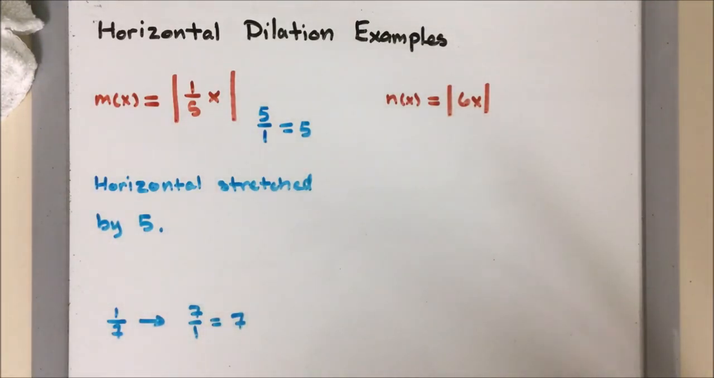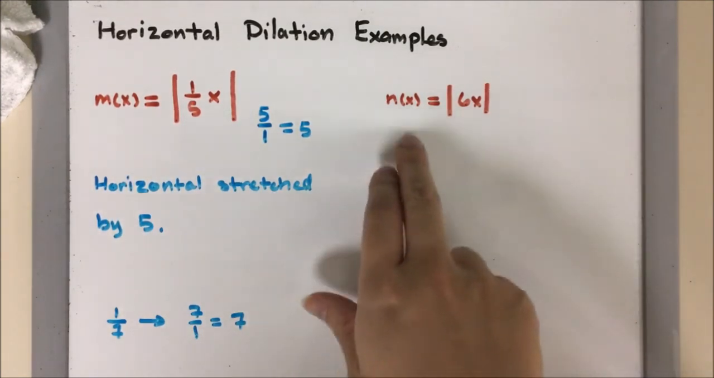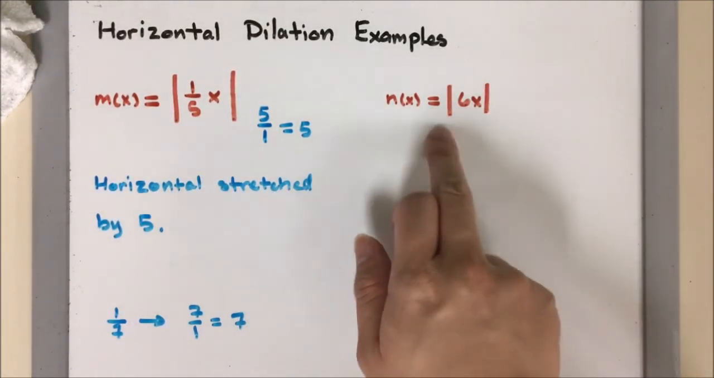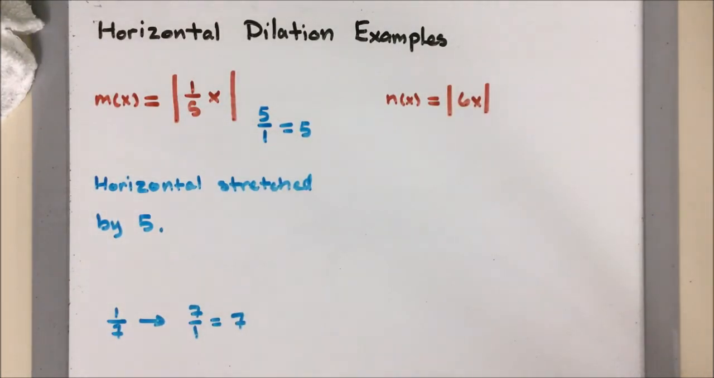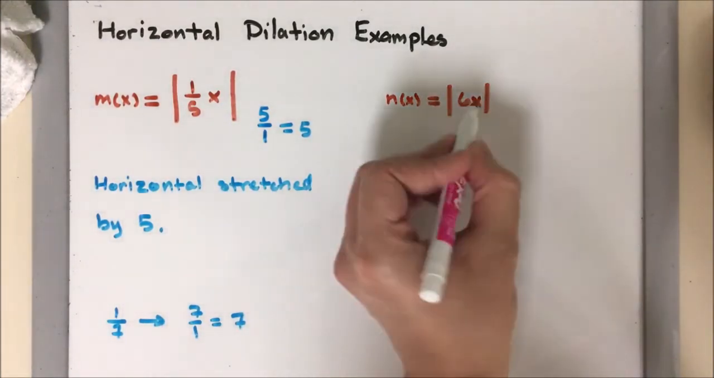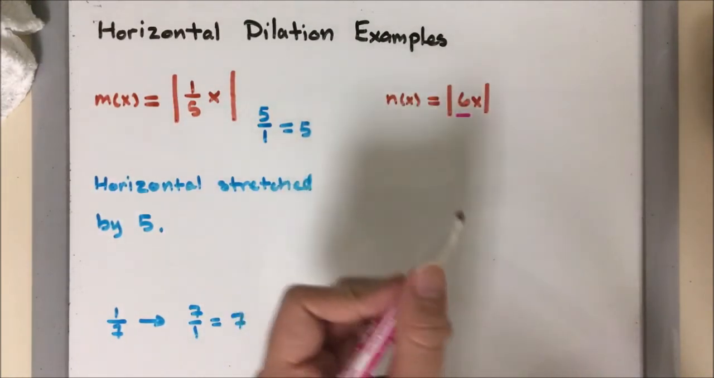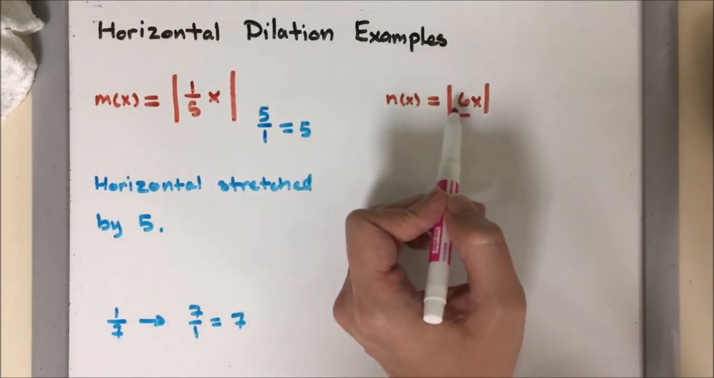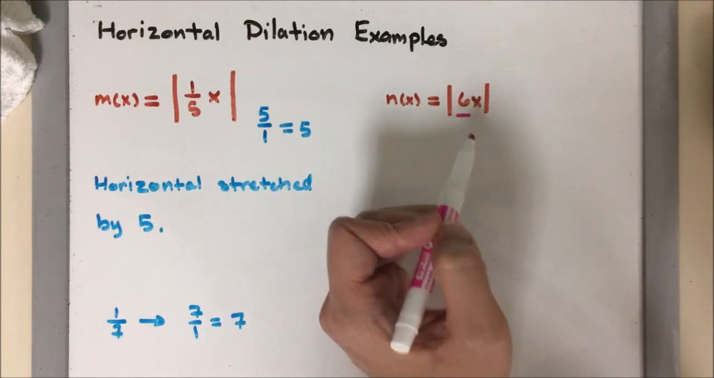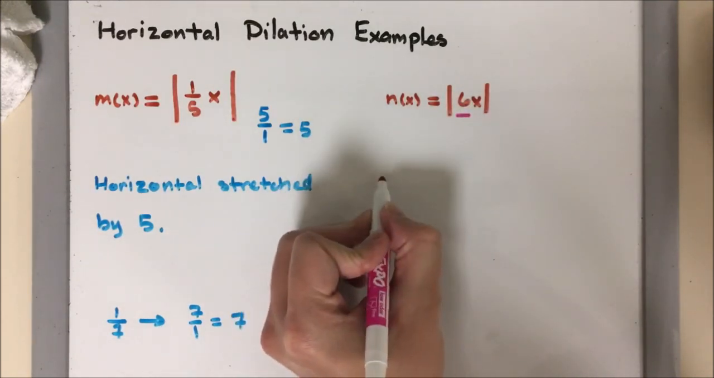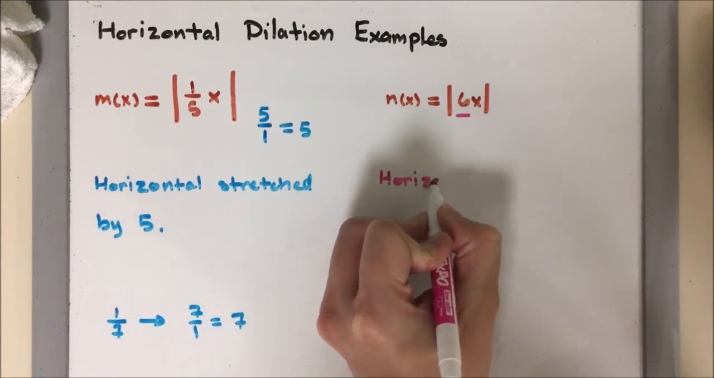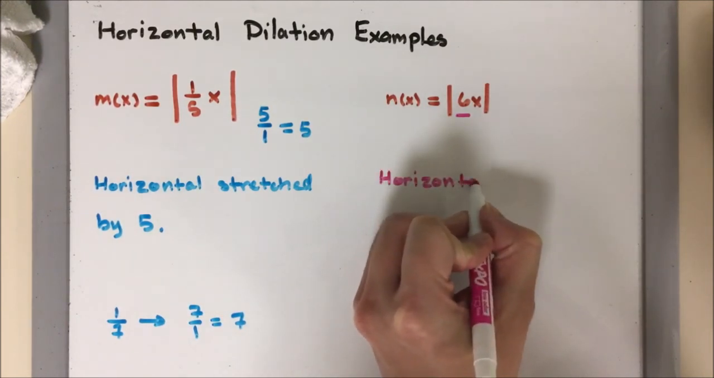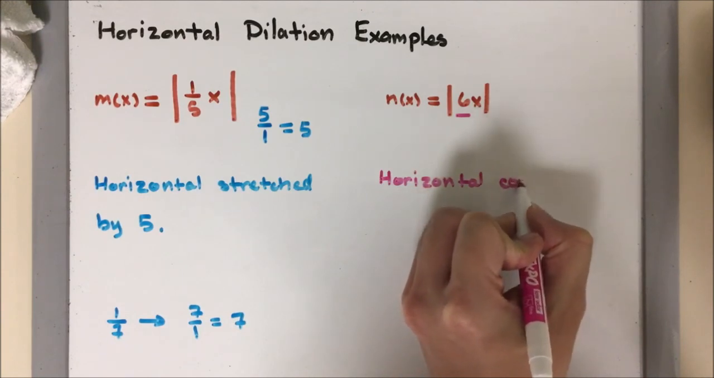Now let's take a look at the next example. In example 4, we have n of x equals the absolute value of 6x. So 6 is a whole number, and it's more than 1. So you can definitely know that since it's more than 1, it's going to be classified as a horizontal compression. So let me write that first. Horizontal compressed.